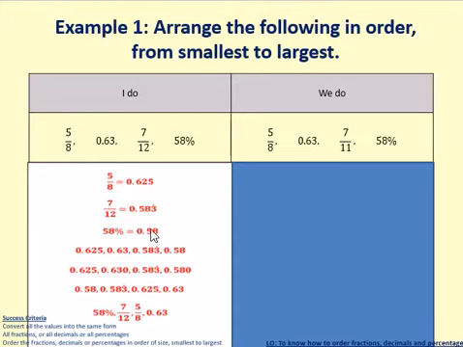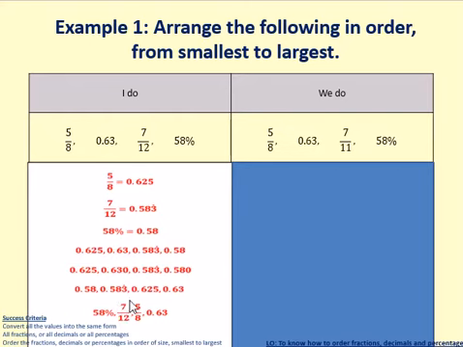So the smallest here is 0.58, so that should be at the front of our list. And remember that was 58%, so make sure you write 58% below that. Next is 0.583, that's the second smallest, which is 7/12. So write next 0.583 recurring and write 7/12 below it.